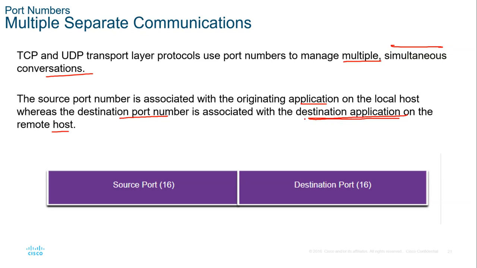So the application is associated with a port number, and thereafter it can be the source or the destination. What we need to notice is that the application is always associated with the port number, and the combination will be the source application together with the source port number. As you can see, this is what we have there.